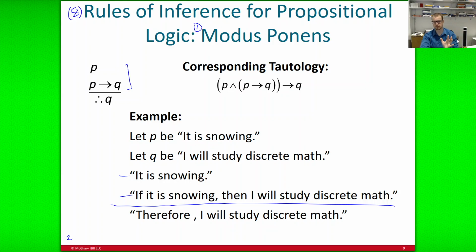So it is snowing. That's P. If it is snowing, then I will study discrete math. We're assuming that that is also true. If I know that it is snowing, and if I know that if it is snowing then I will study discrete math, and both of those are true, then the only way this can be true is when I will study discrete math is true. So therefore, it must be the case that I will study discrete math. We're going to use these rules of inference.